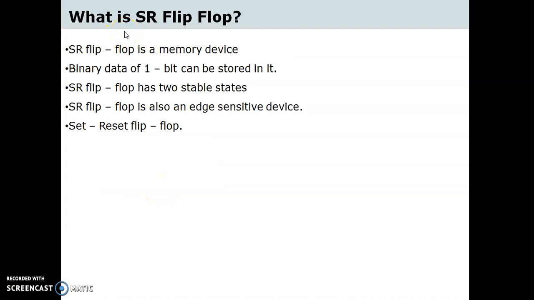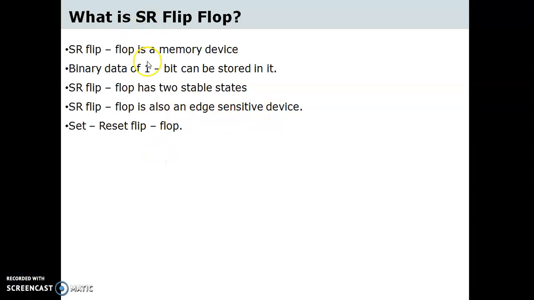Now let us define or understand what is SR flip-flop. The SR flip-flop is a memory device and a binary data of 1 bit can be stored in it. The SR flip-flop has two stable states in which it can store data in the form of either binary 0 or binary 1. Like all flip-flops, the SR flip-flop is also an edge-sensitive device.